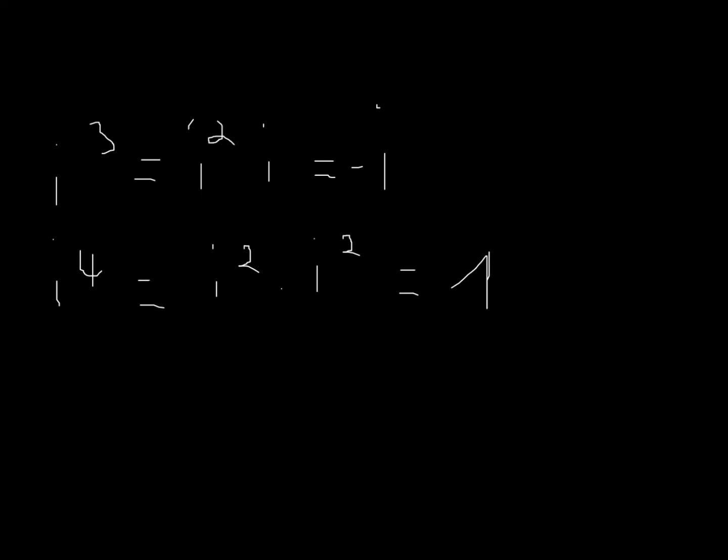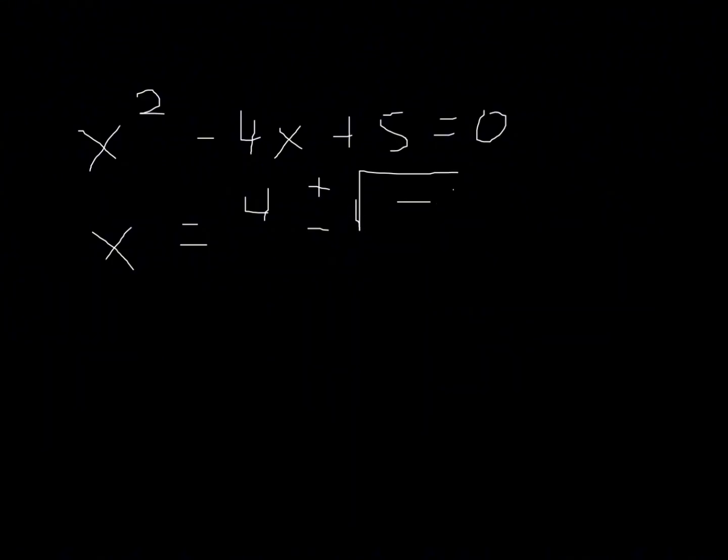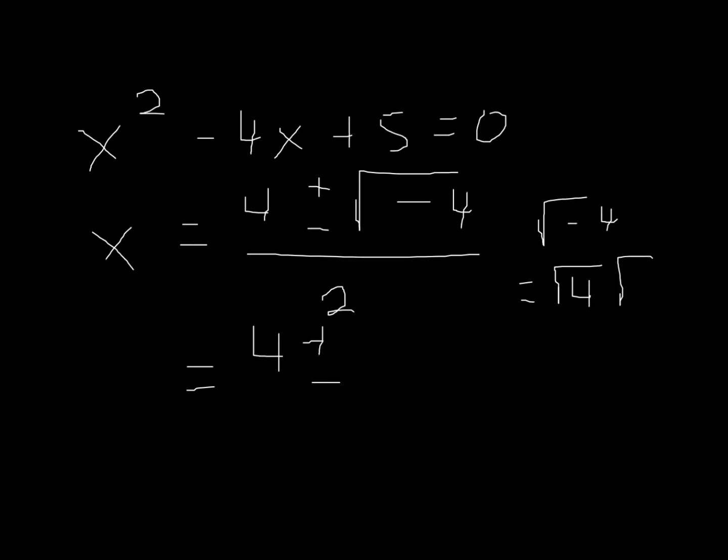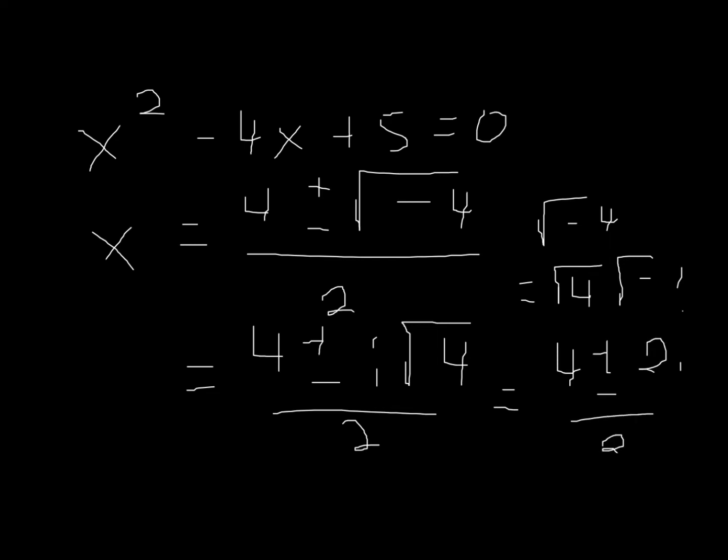Okay, moving then to solving a simple question: x squared minus 4x plus 5 equals 0. So for x here, we are going to have x equals 4 plus or minus the square root of -4, over 2. That is equal to what? 4 plus or minus the square root of -4 is the same thing as the square root of 4 times the square root of -1. That is i root 4, all over 2. That is 4 plus or minus what? Root 4 is 2i, all over 2.